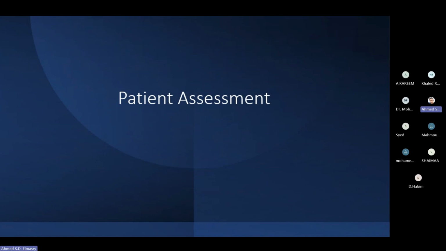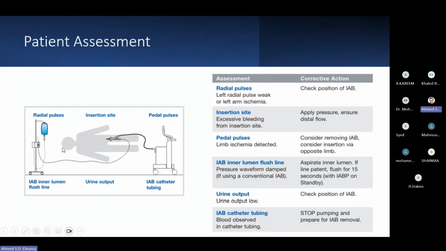After insertion of the intra-aortic balloon and running the intra-aortic balloon, you should regularly assess the patient. There is a lot of assessment to be done, like the vascular assessment. You have to check the radial pulse, the pedal pulse, the insertion site, and also the tubes of the intra-aortic balloon. You have to maintain the patency of the arterial line of the intra-aortic balloon with heparinized saline, and you have to monitor the urine output for the patient.